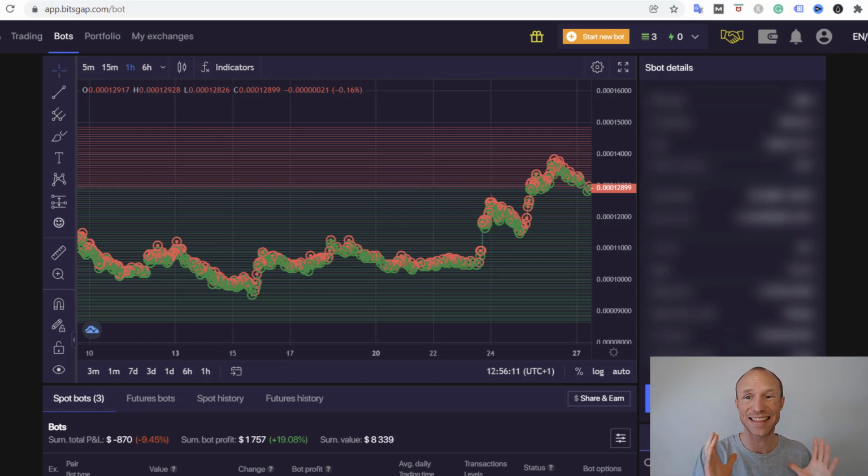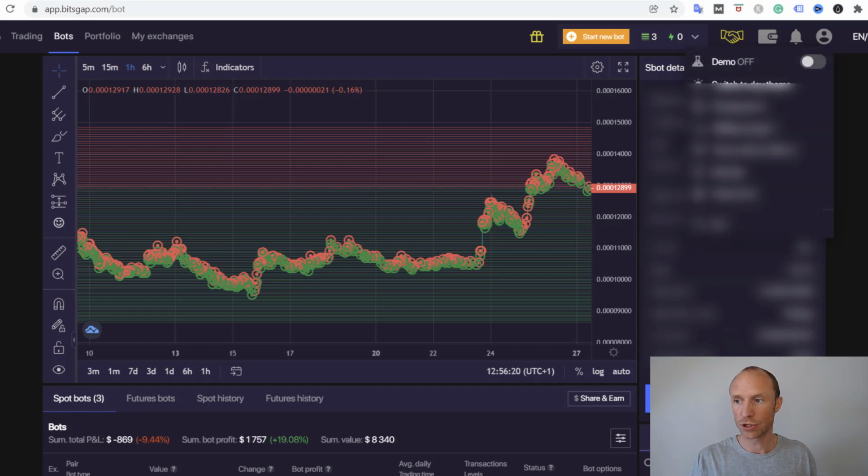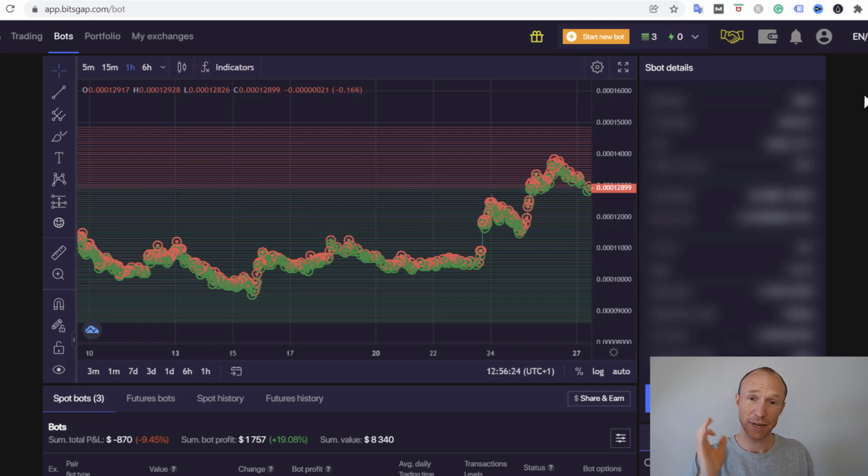So I just wanted to make that clear. But in case you do not feel confident about putting in your real money, then you can also use BitScap demo mode. You can just go there and click demo on, and then you can set up and test. And I would recommend you do that because when you start a new bot, you can do it in demo mode. You do not have to put in real money, just have play money, and then you can test the settings, you can test different strategies.